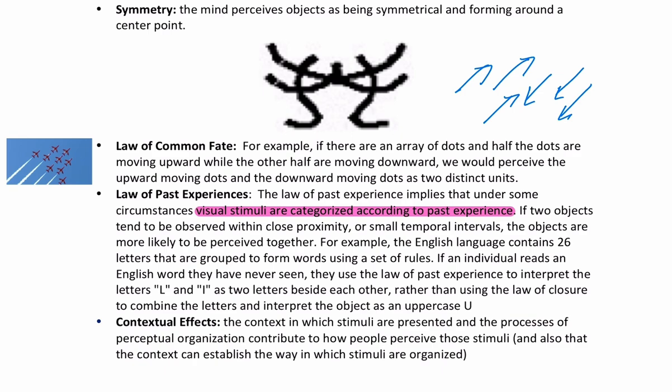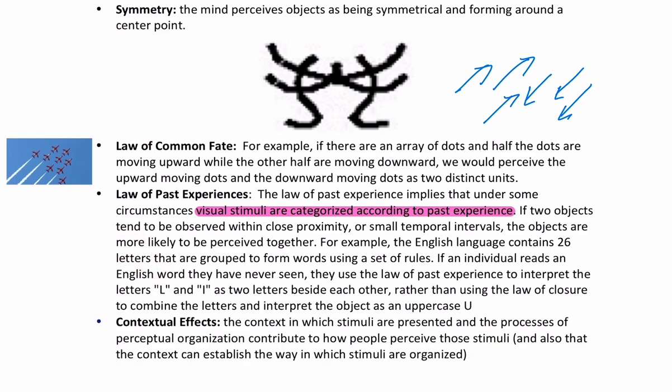the uppercase letter L and the lowercase letter L as two letters beside each other, rather than using the law of closure to combine the letters and interpret the object as an uppercase U. So the things that we know from the past, our knowledge, also help inform what we're seeing.